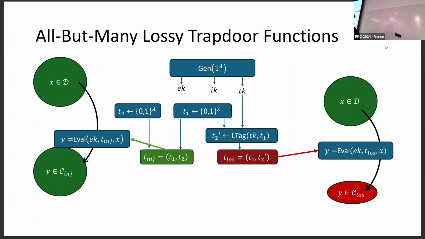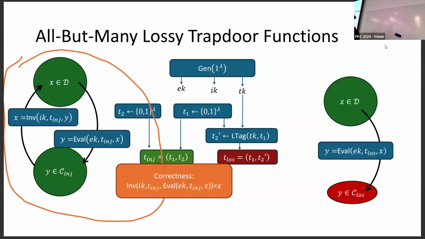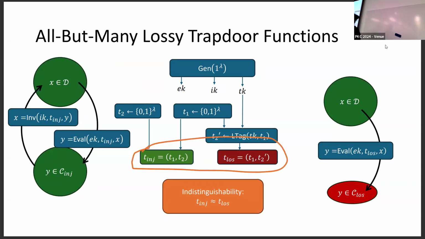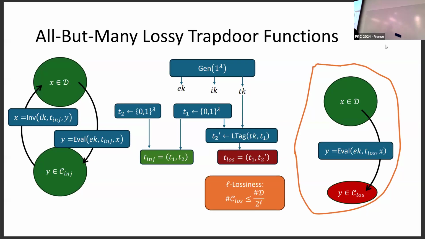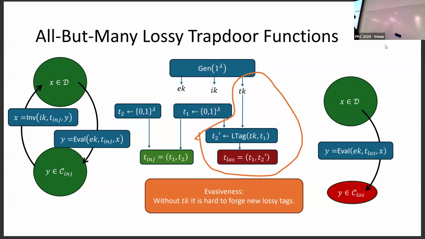So tags are in fact needed for evaluation. So we take the key and one tag and evaluate. You get a lossy evaluation, and invert it also with an inversion tag. Right. And again, we want the same properties, you want correctness, you want injectivity for injective tags, and lossiness. If we evaluate under a lossy tag, we have to lose L bits of information. And on compactness, that's also new. Here comes a new thing. You want evasiveness. Lossy tags are evasive. If you don't know the tag key, even if you get to see a lot of lossy tags, you cannot generate them on your own. They are really hidden. Right.